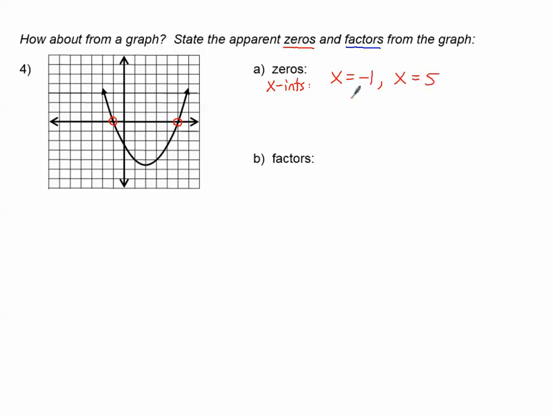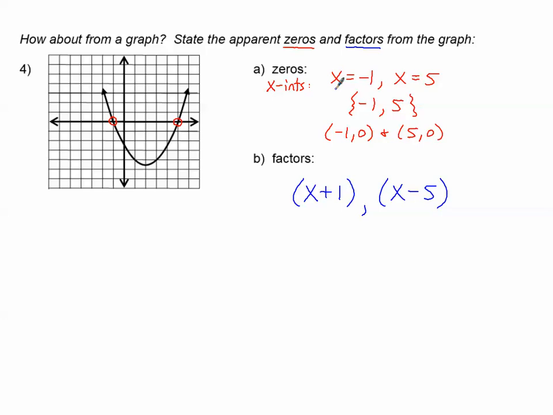I could write them like that, or I could write them as a set of numbers -1 and 5, or I could write them as ordered pairs (-1, 0) and (5, 0). Any one of these options is fine. If I want to write them as factors, if I have a zero that is x equals -1, then its corresponding factor would be x plus 1. And if I have a zero that is x equals 5, then its corresponding factor would be x minus 5.